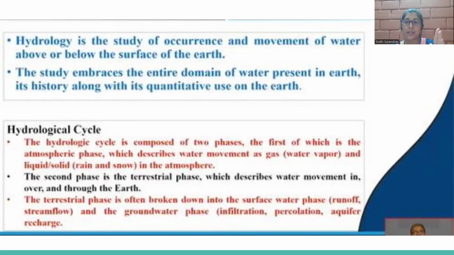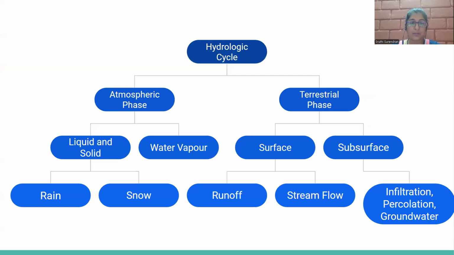One is the hydrological cycle occurring in the atmospheric phase, and the other is the hydrological cycle occurring in the terrestrial phase. The atmospheric phase is all the cycle components occurring in the atmosphere, and the terrestrial phase is all the water movement occurring on the Earth's surface and below the surface. Let's get a clearer picture of the phases of the hydrological cycle.